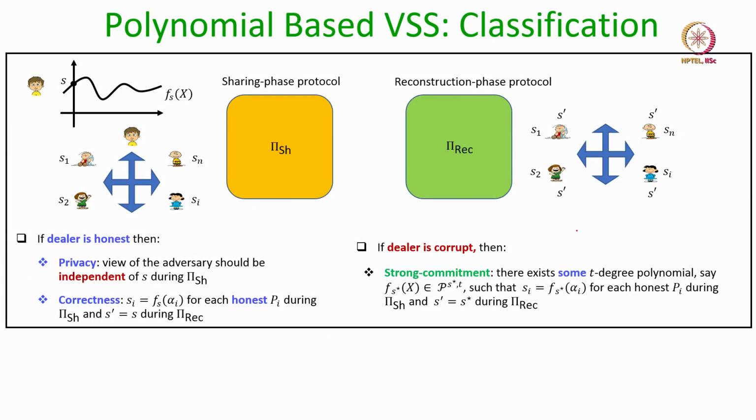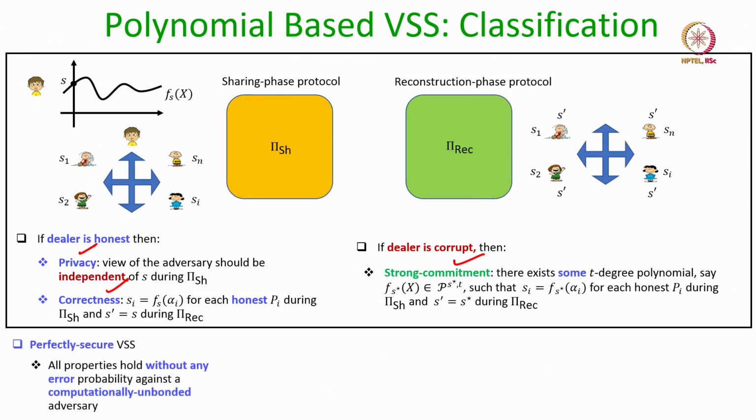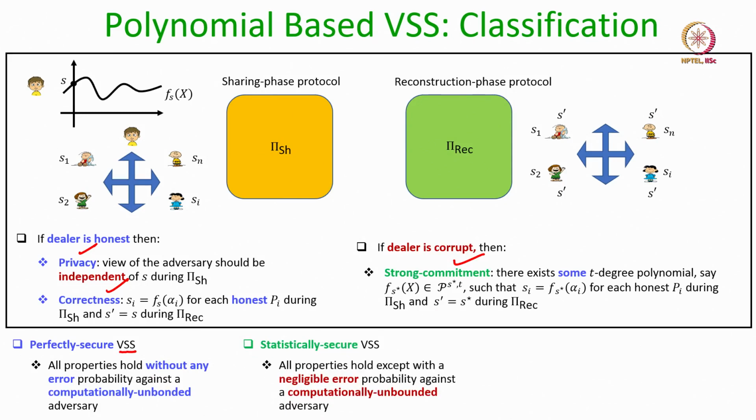So, we have discussed the security requirements for any polynomial time VSS, namely we require the privacy, correctness and the strong commitment property. Now, we have three different types of VSS schemes. The first category is perfectly secure VSS, where all the three properties, namely privacy, correctness and strong commitment, should be achieved without any error probability, even if the adversary is computationally unbounded. The next category is statistically secure VSS, where the adversary is still computationally unbounded, but now we allow a very negligible error probability in these three properties.